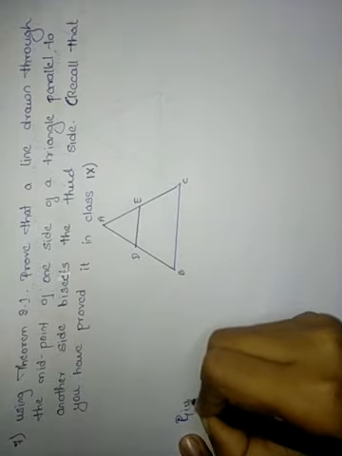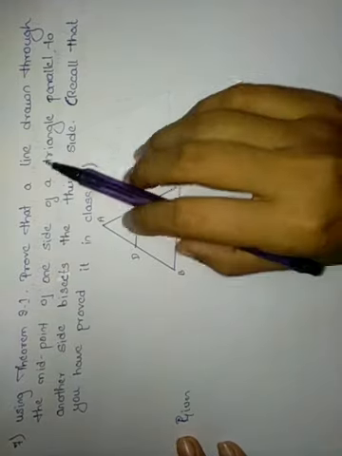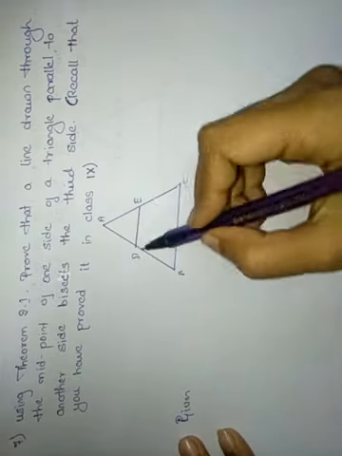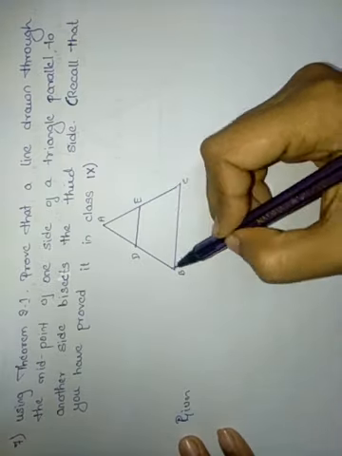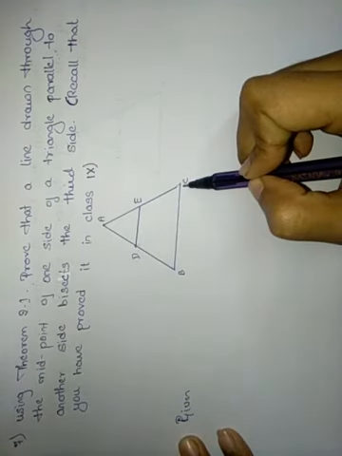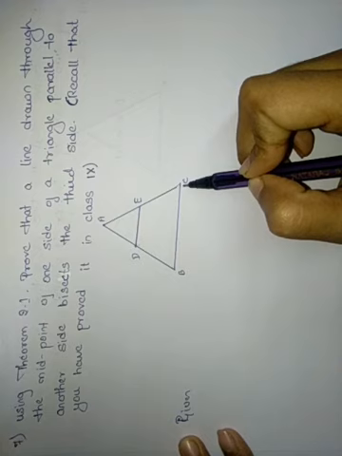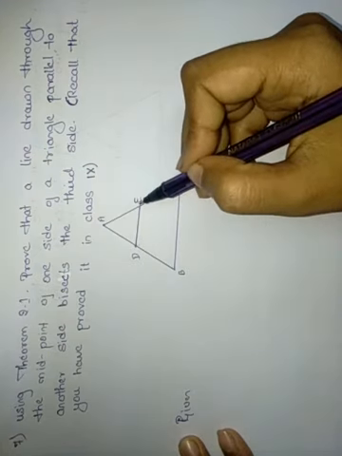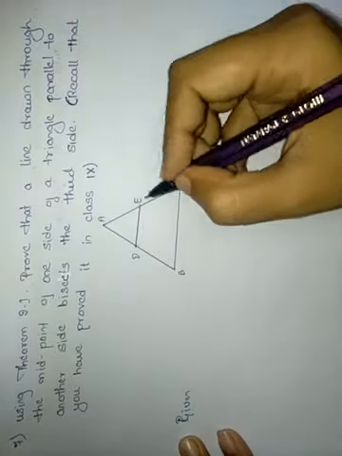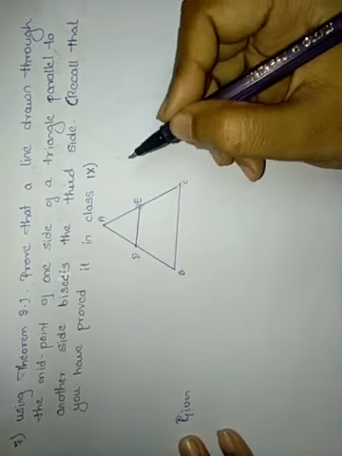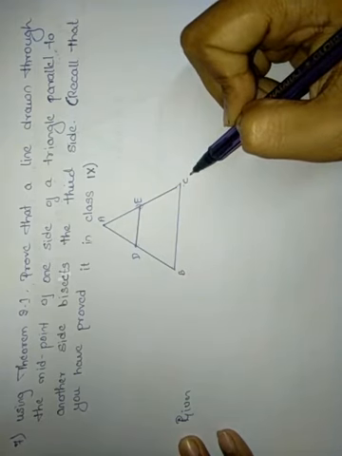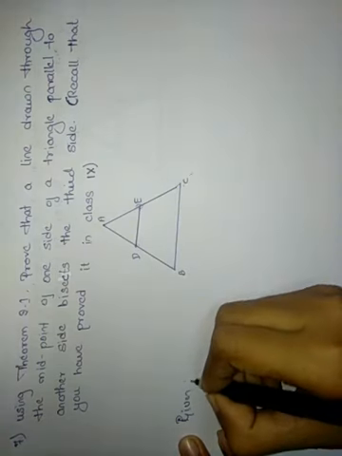Given. Here they have given a line drawn through the midpoint of one side of the triangle, and this line is parallel to another side of the triangle, and it bisects the third side of the triangle. We have to show that E is bisecting side AC, right? To show that, let us write the given things.